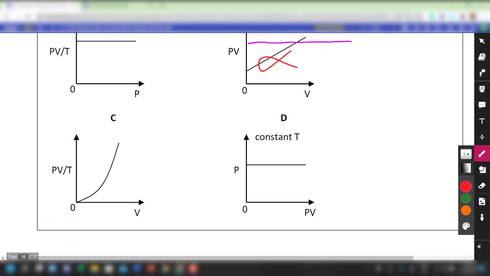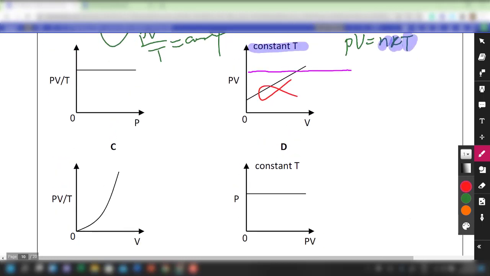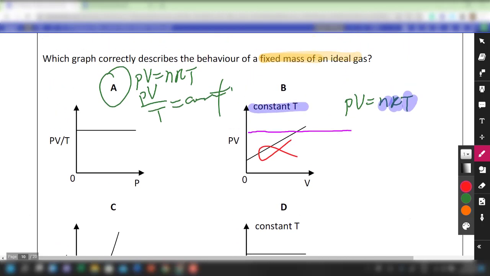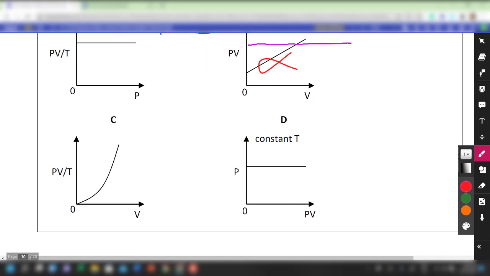So for C, same logic. If I have PV over T, I plot it against V, because PV over T is a constant. Again, I expect a horizontal line that is parallel to the x-axis. So what I'm given here is incorrect.